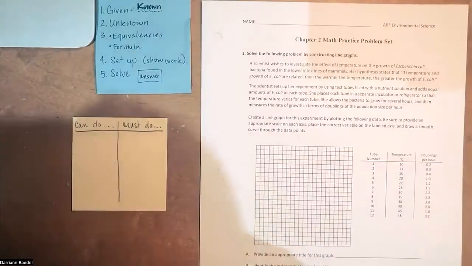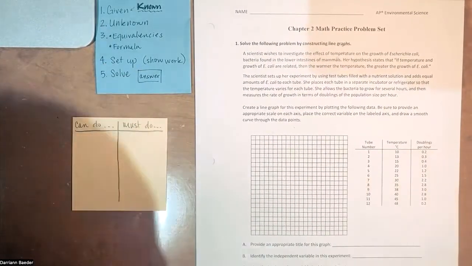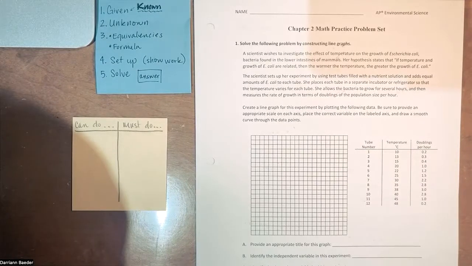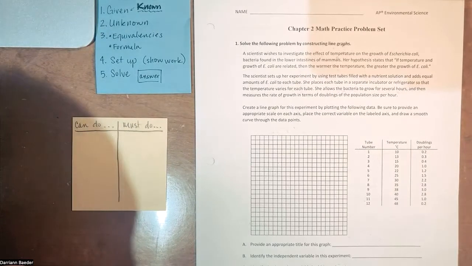All right, chapter 2, math practice problem set. You are asked to solve the following problem by constructing a line graph. In this problem, a scientist wishes to investigate the effect of temperature on the growth of Escherichia, I can never say this one, but it's E. coli, bacteria found in the lower intestines of mammals.